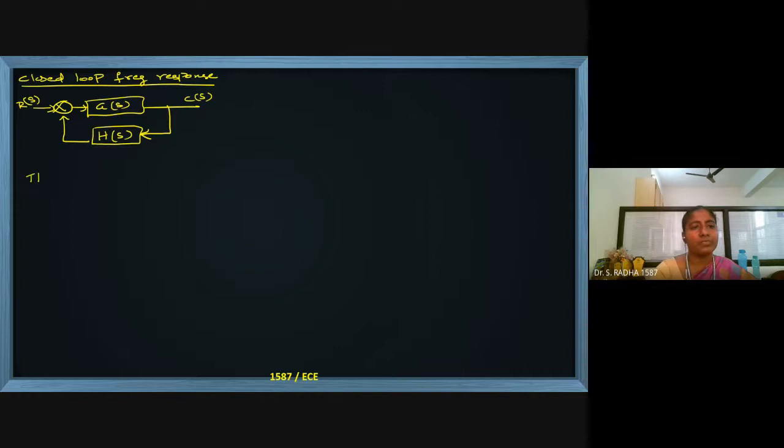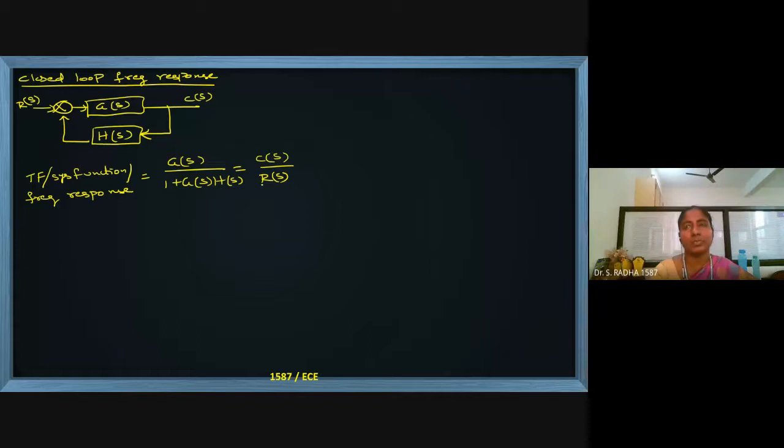Now transfer function, system function or frequency response, one and the same. How do we calculate this? G of S by 1 plus G of S H of S. This is the frequency response, output by input: Laplace transform of output divided by Laplace transform of input.